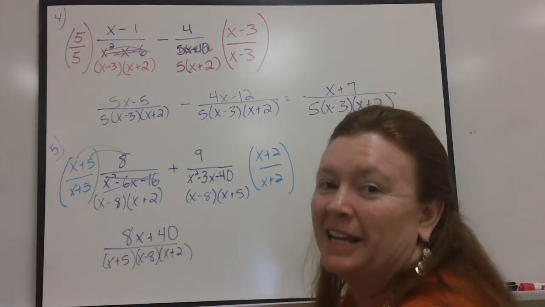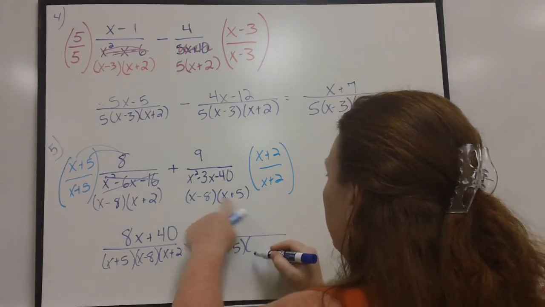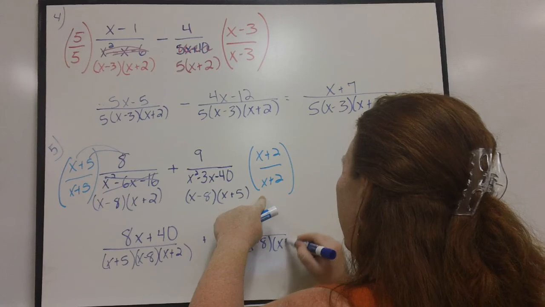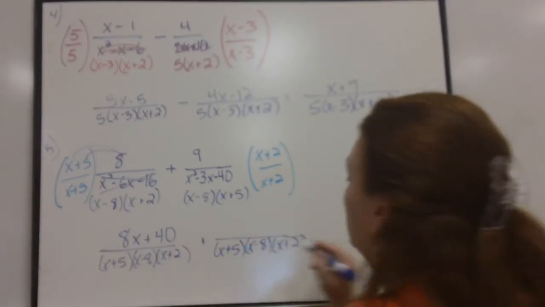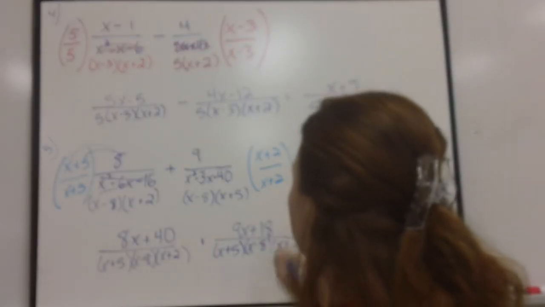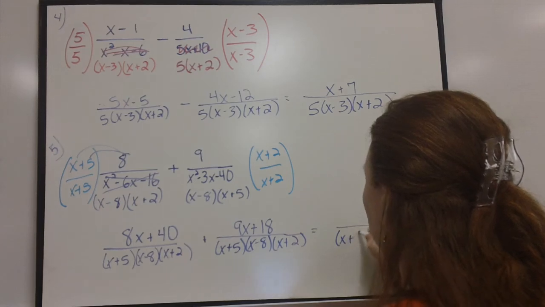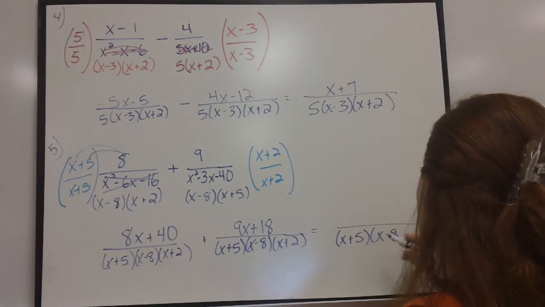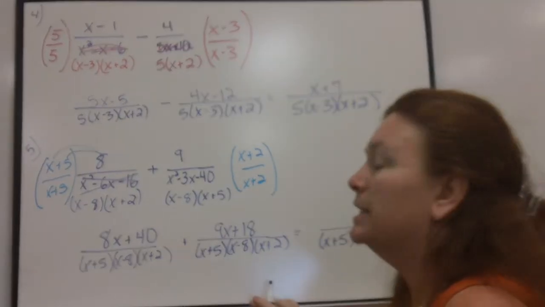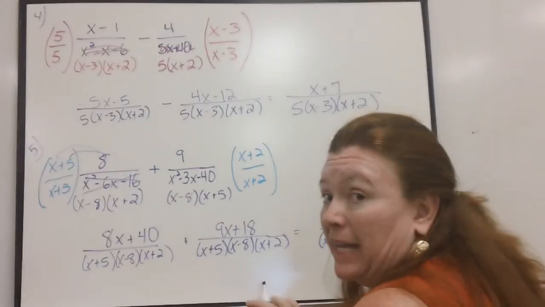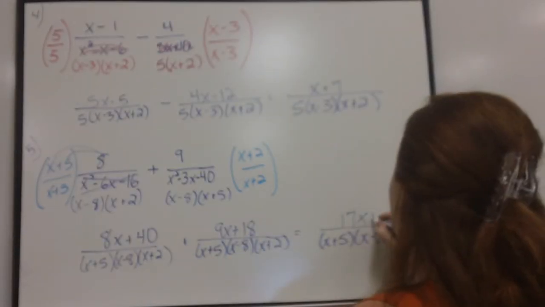8x plus 40. The second fraction has the same x plus 5, x minus 8, and an x plus 2. What's my numerator? It's 9 times x plus 2. 9x plus 18. Like I said, I'm getting tired of writing this denominator, but you can take shortcuts if you need to, but not in your final answer. I need to see all of it. X plus 5 times x minus 8 times x plus 2. And what is my numerator? Add them, like terms. 8x plus 9x is 17x. 40 plus 18 is 58.